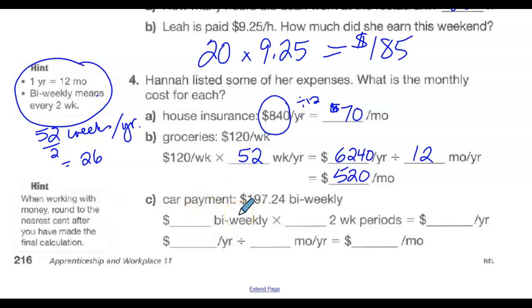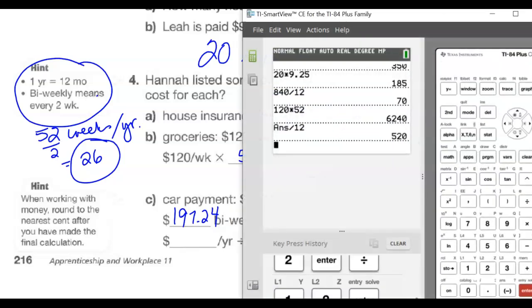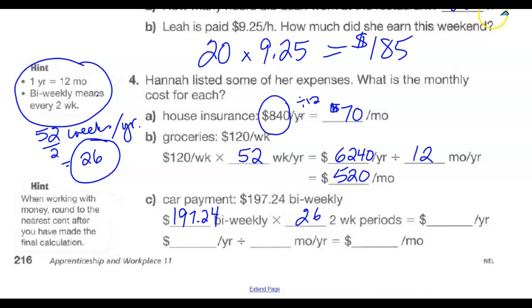This is part of her monthly cost. That's bi-weekly. So we're going to multiply by 26 two-week periods, right, which we calculated up here, to calculate the amount in a year. So 197.24 times 26 is 5,128.24.